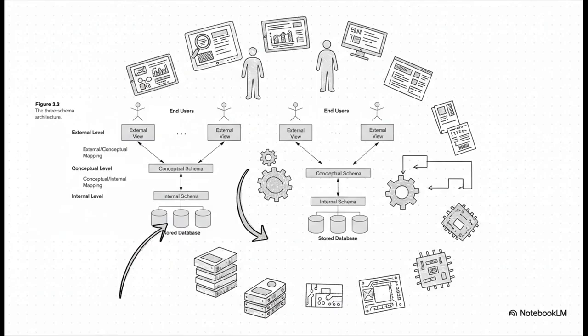So if you follow the diagram from the top, you've got the external level. That's what you, the end user, actually see. Customized views for whatever you need to do. In the middle, you've got the conceptual level. That's our complete master blueprint of the whole thing. And way down at the bottom is the internal level, which describes how the data is physically stored on the hard drives and all that.